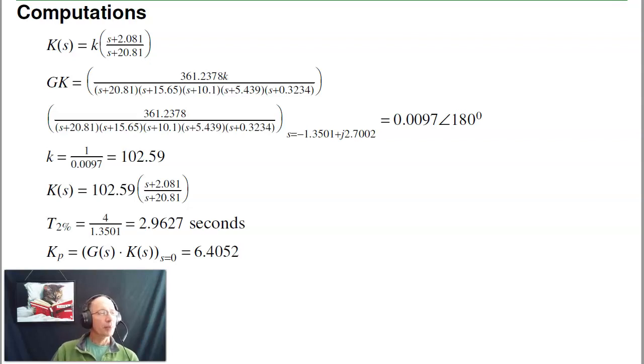And some computations. Once you find K, I have K of s. Once you know where the poles are, the real part is your settling time, and Kp is just the DC gain. So it is G of s as s goes to 0 times K of s as s goes to 0. And you get 6.4.